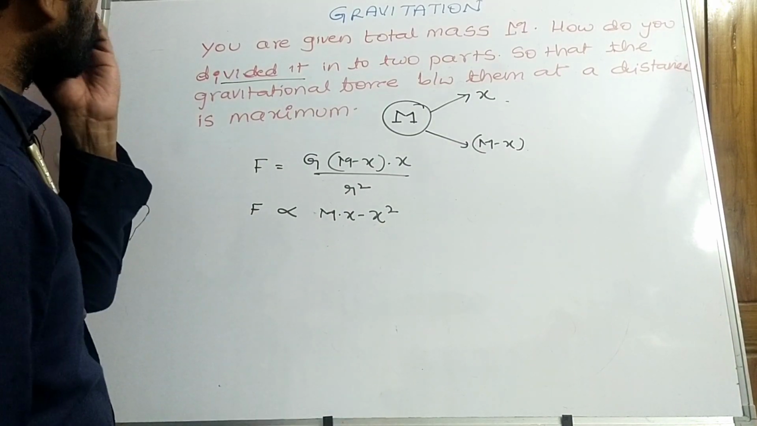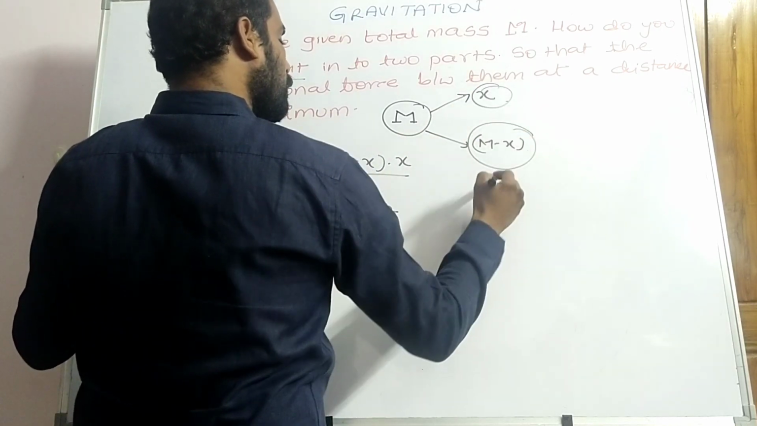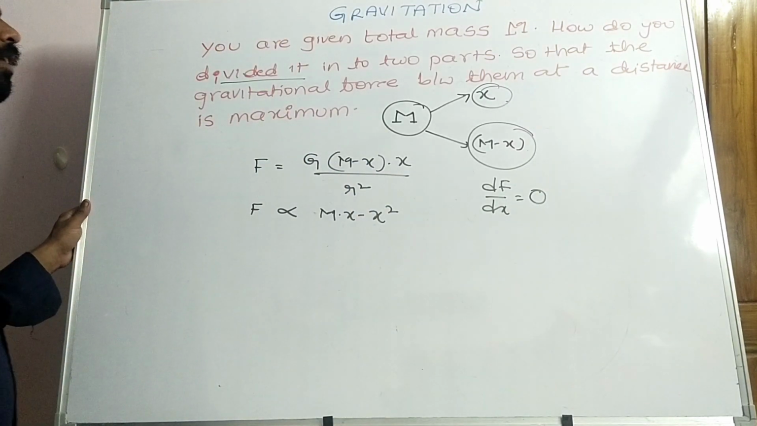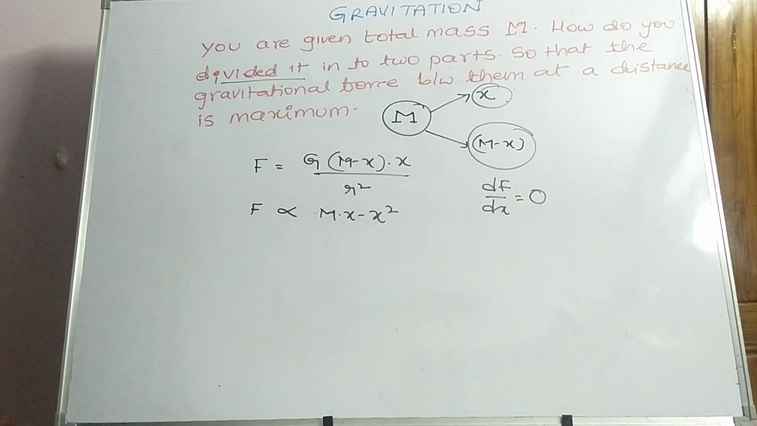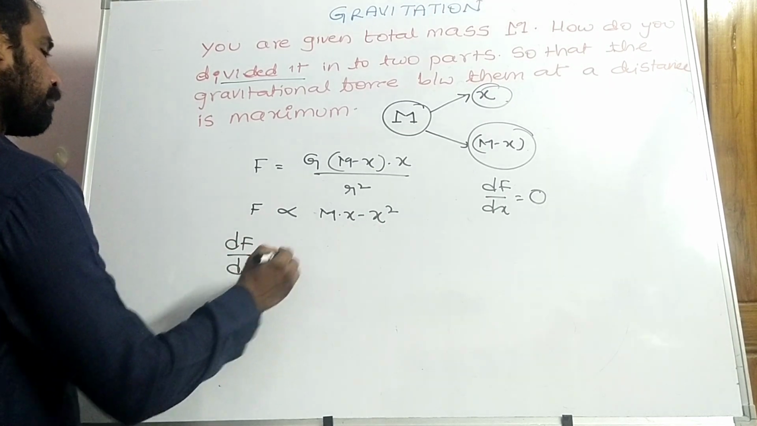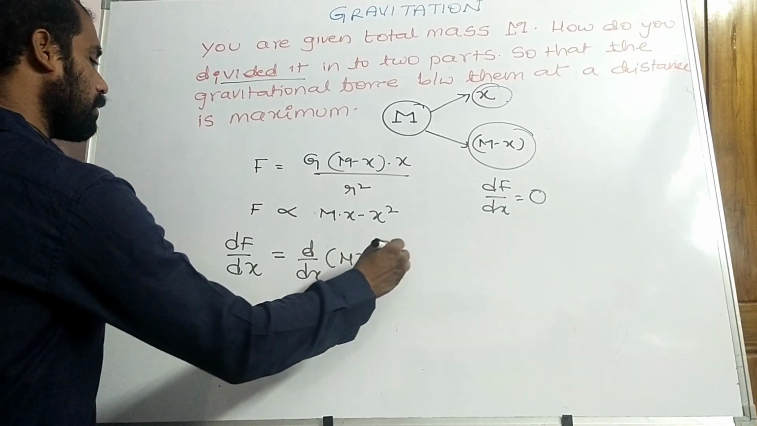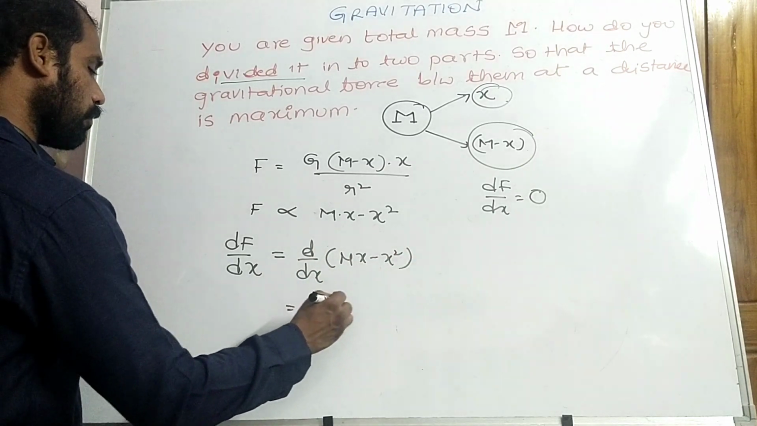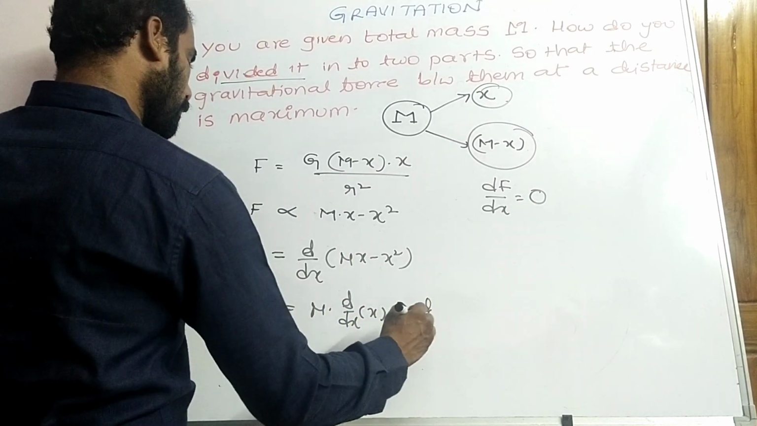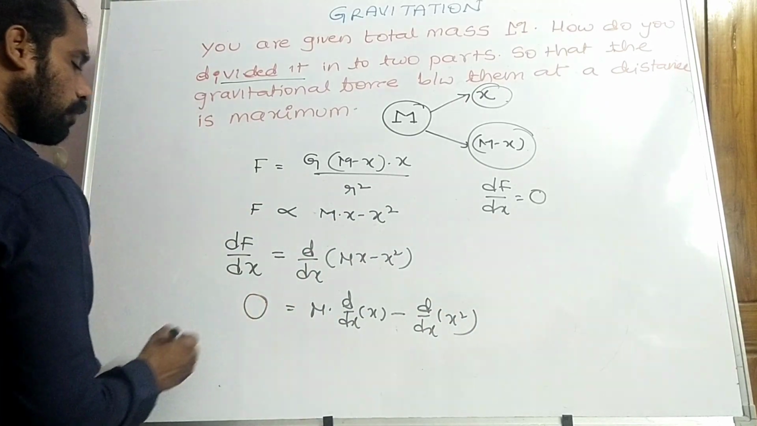So for the force between these two parts to become maximum, the condition is dF by dx is equal to 0. So dF by dx is equal to d by dx of (M x minus x square), that equals M into d by dx of x minus d by dx of x square. Hence dF by dx is equal to 0 only now.